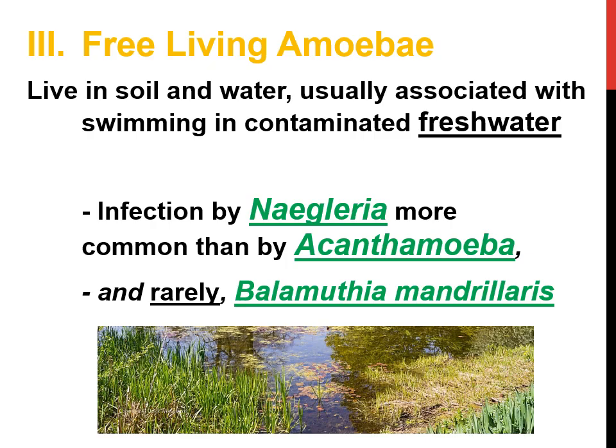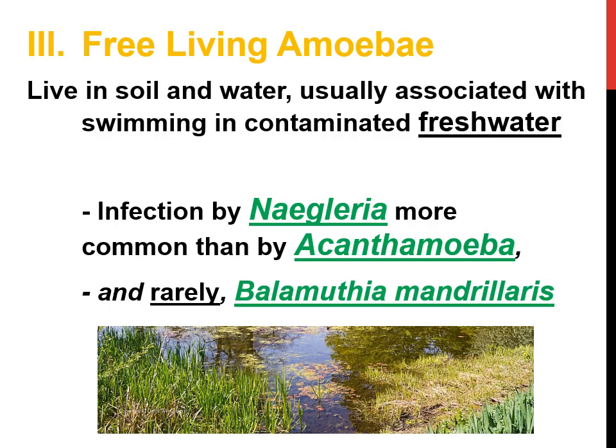Okay, then the free-living amoebae. Those amoebae are free-living. They can live in the soil and water, and they can usually contaminate fresh water, like freshwater ponds in nature, like you see in this nice picture down there. So those ponds may be contaminated by the free-living amoebae.